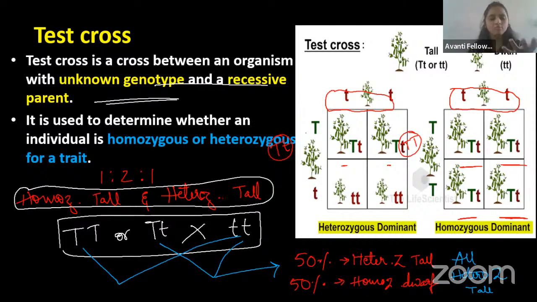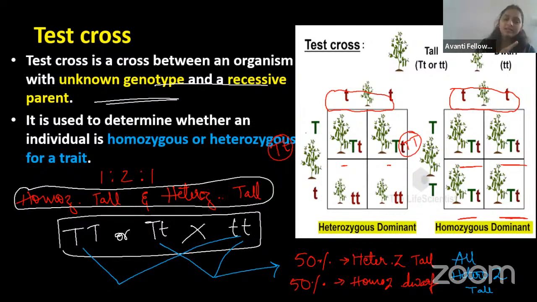How will we do the test cross? We will take one of the plants obtained from the F1 generation. Then I will do the cross pollination with the parent which is dwarf. Okay, so that is the recessive parent. I will cross with the recessive parent, guys. Okay, so remember, the test cross is always done with the unknown genotype and with the recessive parent only. Remember, unknown genotype and with the recessive parent only. Okay, guys.